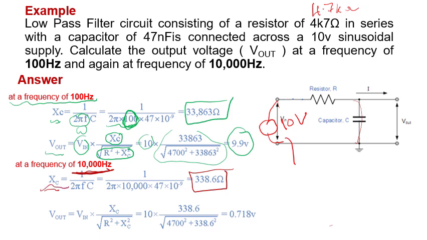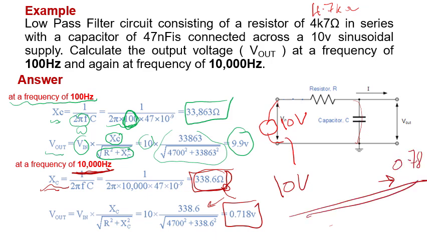So XC is equal to 338.6 ohm. With this value, let us calculate the output voltage following the same style as before. We found that the output is 0.78. So I am sending 10 volt from here, and I am getting 0.78 at the output. That means the signal is rejected. It's not passing through, which means now I can say 100 Hz can pass, 10,000 Hz cannot pass.